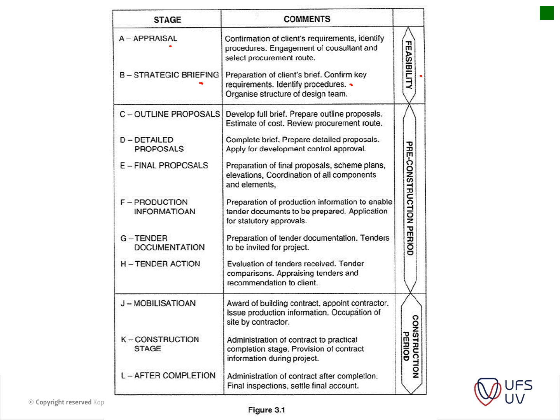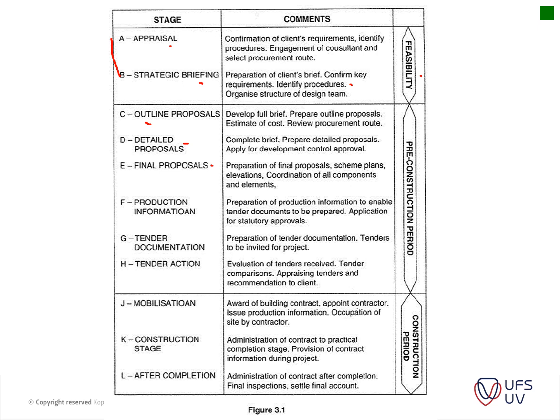But this is just basically getting a scope from your client. What does he want? How does he want it? What type of team are you going to appoint? And then you've got your outline of the proposals, developing a full brief of what's needed. And then you've got your detailed proposals where you have some design done already. And then your final proposals, preparation of your final proposal, scheme plans, elevations, coordination of all components and elements, etc.